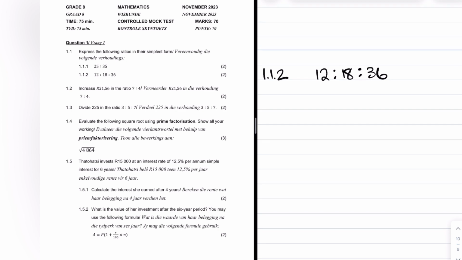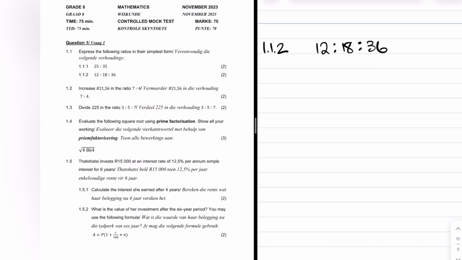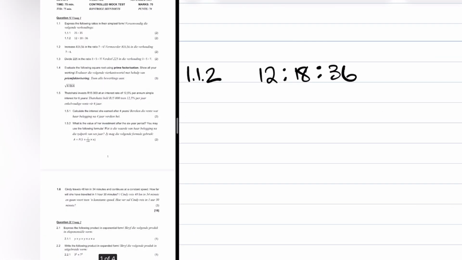So hier het ons drie getalle in ons verhouding, so 12 tot 18 tot 36. En die proses is nog steeds dieselfde. The process is the same. We still need to find that highest common factor. What is the highest common factor of 12, 18, and 36?